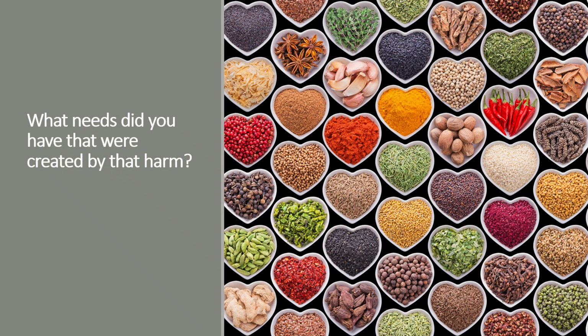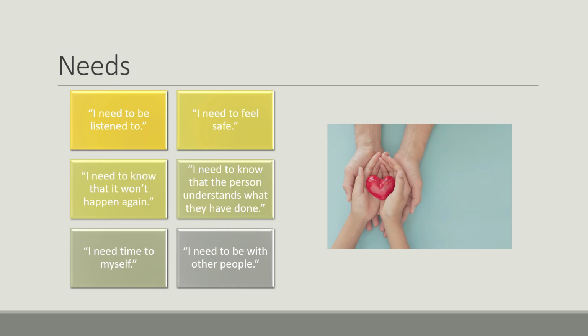Welcome back. I hope you had an opportunity to write your list of needs from being harmed. As with the last prompt, when I do this exercise with a group, there's usually a lot of overlap in the needs they list. I needed to be listened to. I needed to feel safe. I needed to know that it wouldn't happen again. I needed to know that the person understood what they had done. I needed time to myself, or I needed to be with other people.